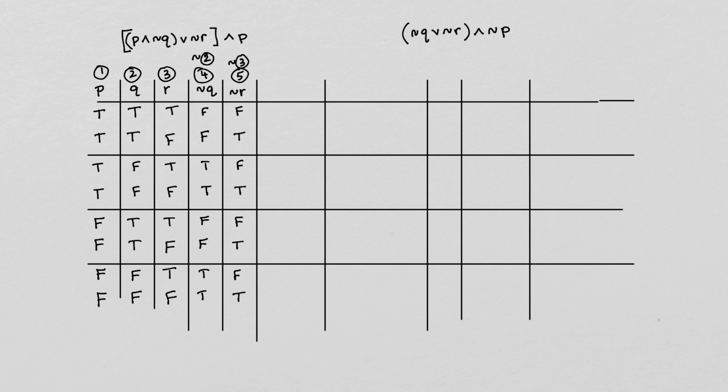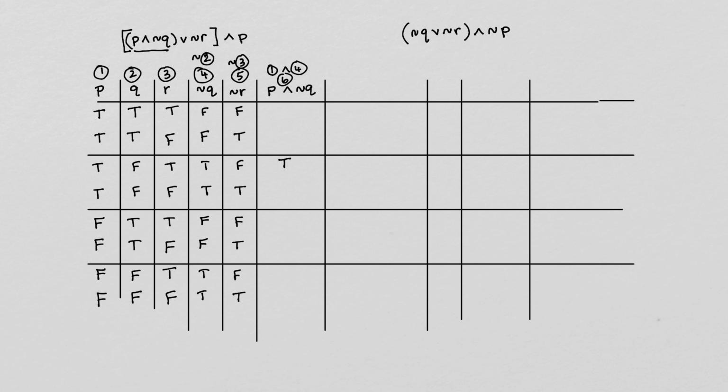And now I'm ready to do this expression within parentheses. I could have done that before I did the not R, and it's really just up to you how you want to do that. So I have P, and not Q. So that's column 1 and column 4. And that's making column 6. So 1 and 4, I'm looking for 2 trues.